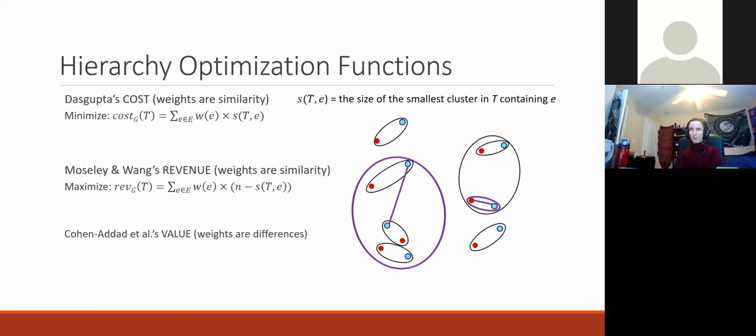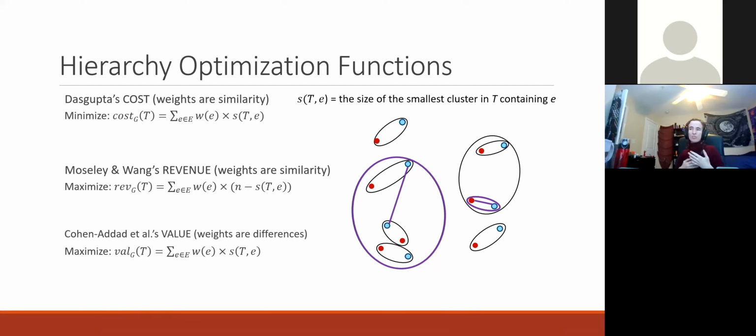The final objective function we're going to be looking at is Cohen-Addad et al.'s value. The main interest of this function for this work is that we're looking at a different context where edge weights are differences as opposed to similarities. So basically, the input graph just looks different. And it's also a maximization function. Note that this value function looks exactly the same as cost. It's exactly the same function, but since we're switching context from similarity edge weights to difference edge weights, it's going to be a maximization function instead of a minimization function.